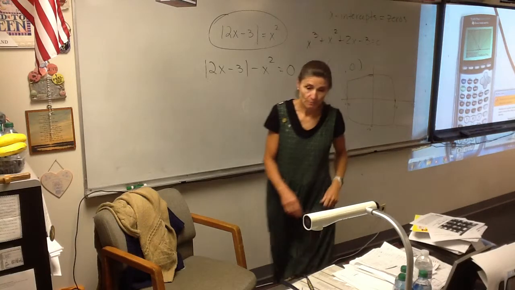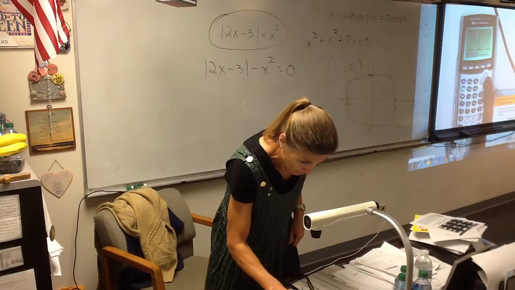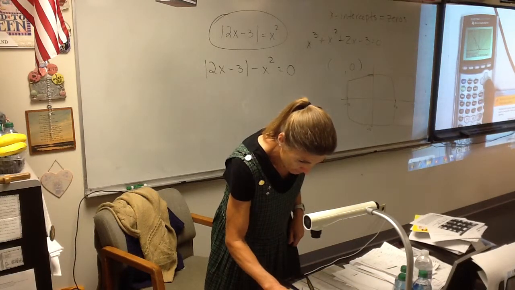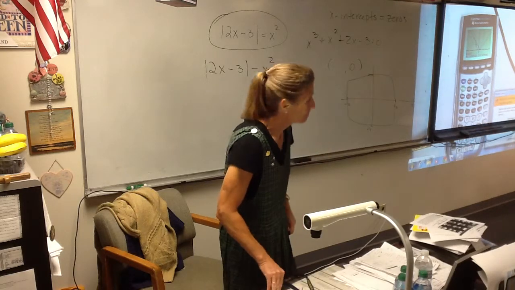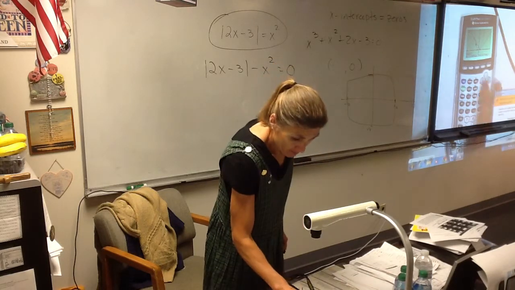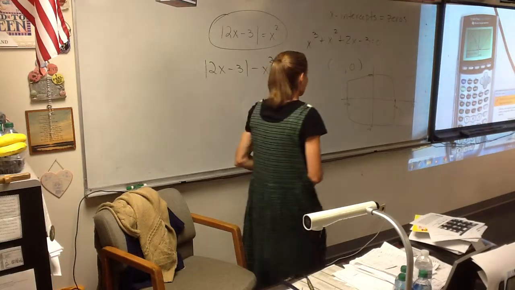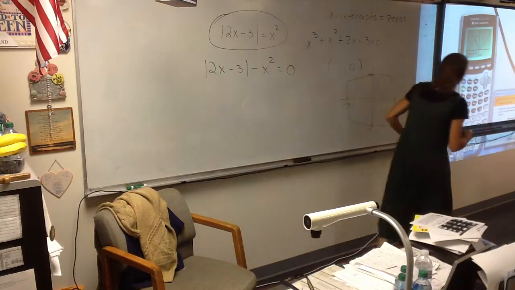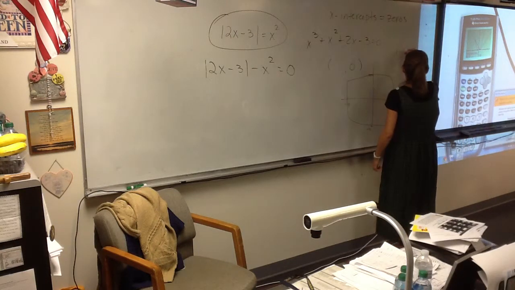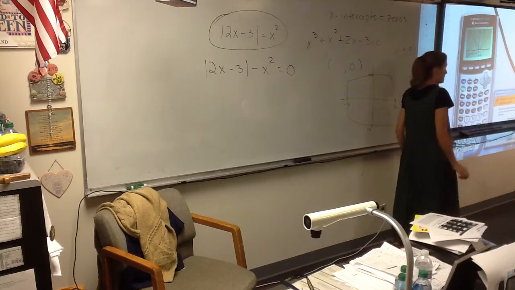Now guess what I'm going to do? Move that cursor, press enter, and then move it so that it's about on the point of intersection. What is that point of intersection? -3, 9.